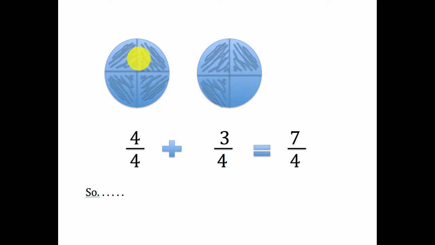So again, we have 1 whole and 3/4. Now if I just count the fourths or the quarters, I would count 1/4, 2/4, 3/4, and 4/4. So this circle represents 4/4, and the second circle represents 3/4. So if I combine those together, 4/4 plus 3/4, I have a total of 7/4.